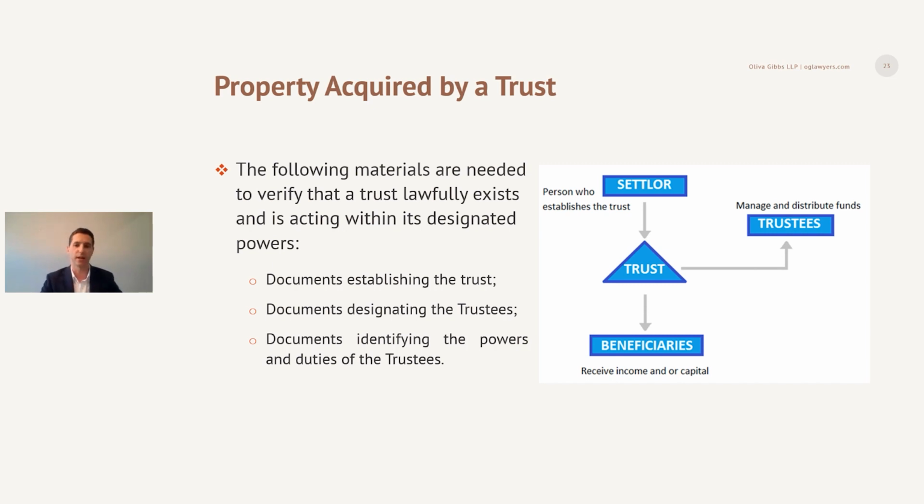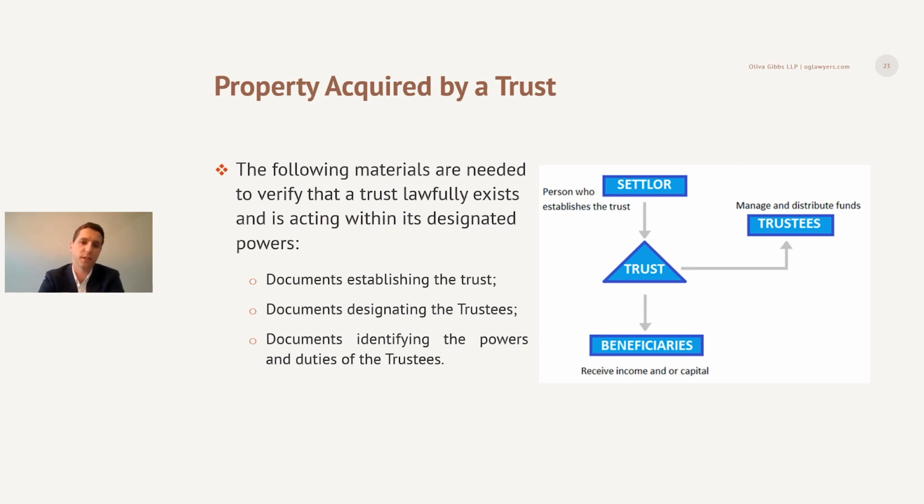Property acquired by a trust. This is probably a recap for a lot of us, but your basic trust scenario will involve a settlor, sometimes called a trustor, and they're the ones who establish the trust. They'll convey the trust property or the corpus to the trust, and that is for the benefit of the beneficiaries who may receive income or principal. It just depends on the terms of the trust. And then the trustees are the ones who manage and distribute those funds.